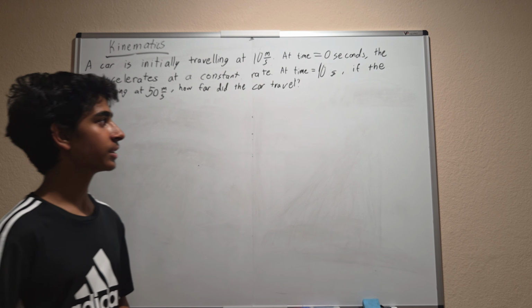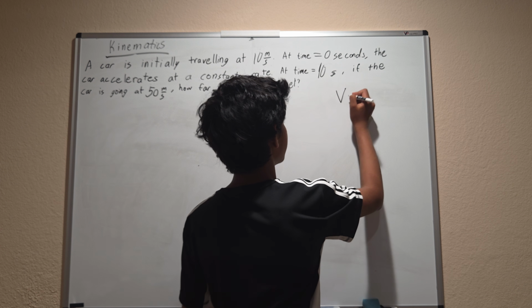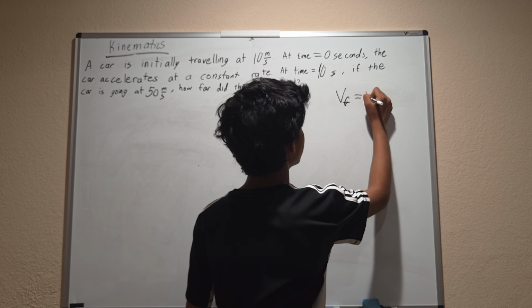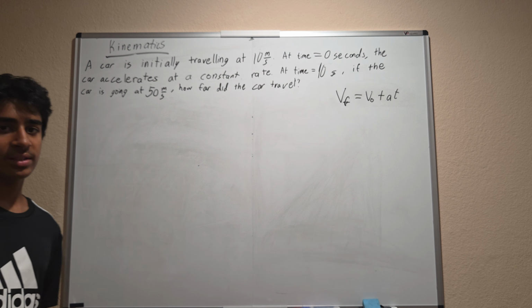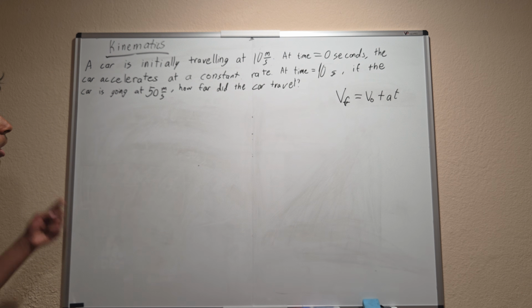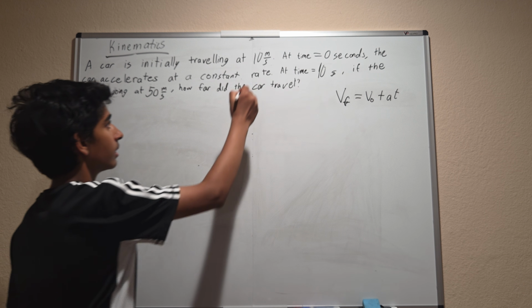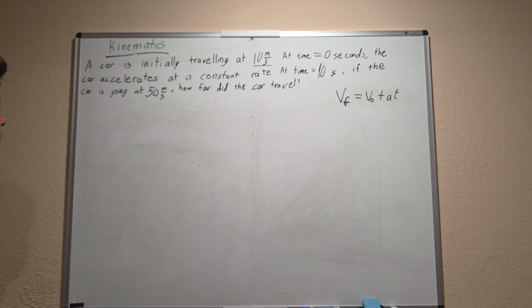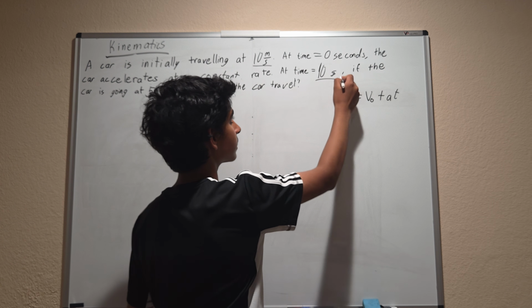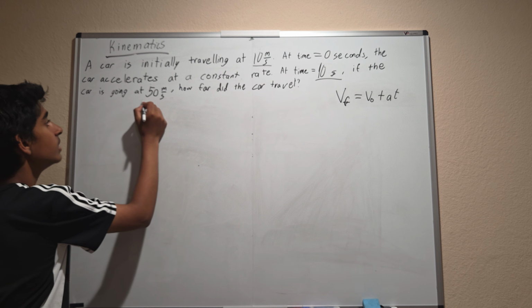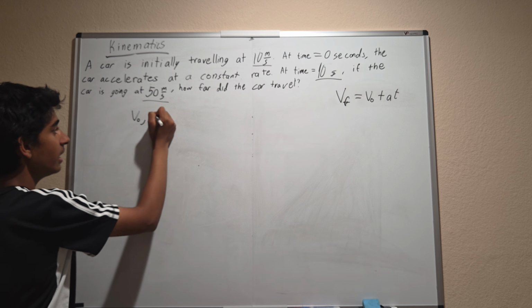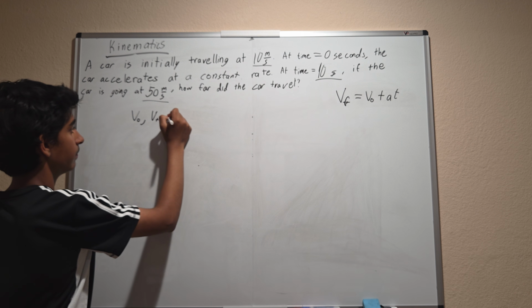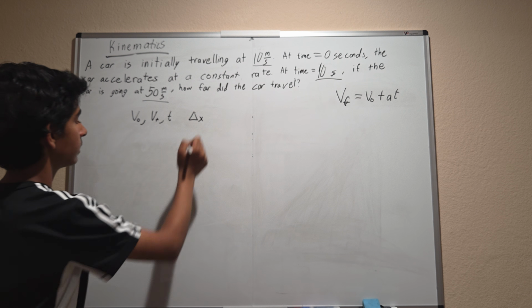Last video, I proved the first kinematic equation that the final velocity is equal to the initial velocity plus the acceleration times the time. But what if we're not given the acceleration? In this problem, a car is initially traveling at 10 meters per second. At time equal to 0 seconds, the car accelerates at a constant rate, which we don't know. At time equal to 10 seconds, if the car is going 15 meters per second, how far did the car travel? So we're given the initial velocity, the final velocity, and the time. And we're asked to find the displacement.